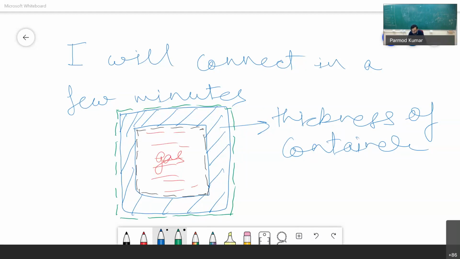So the L, whatever I have specified in the formulation of continuum, represents the dimension of the system. For example, in this container case, this entire length L is nothing but our characteristic dimension.